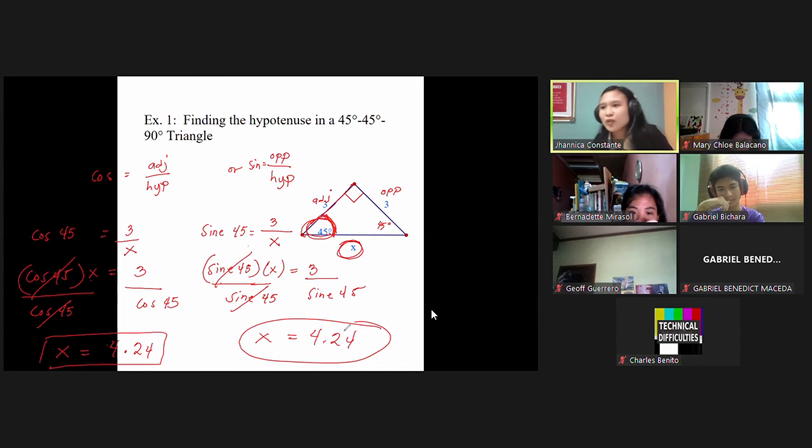So with either of the two ratios, as long as we have the same measurement of the angle and the same measurement of the side, you will have the same answer for the hypotenuse when we are solving for the hypotenuse or the other measurement of the side of the triangle. So the measurement of the hypotenuse is equal to 4.24. Any questions in this example that we have?